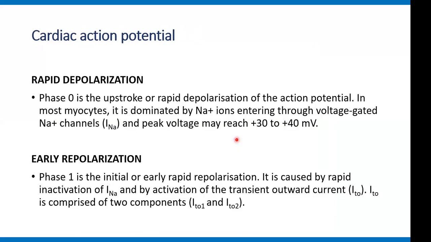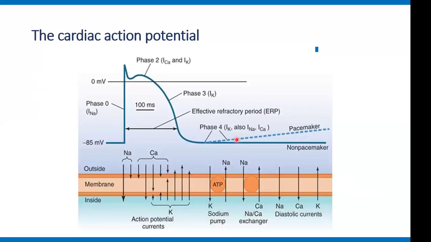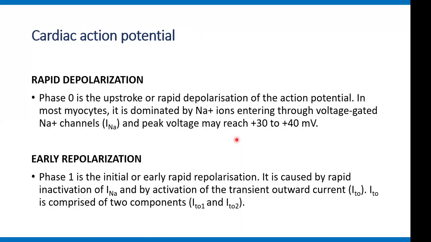So the phases, we know there are 5 main phases: 0, 1, 2, 3, and 4. Usually what we call the early repolarization is phase 1, but we don't talk so much about it because we don't really have a lot of activity going on there.